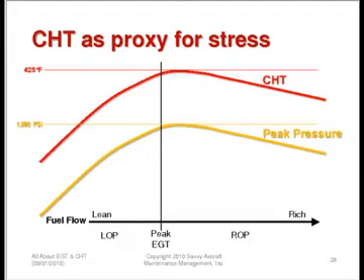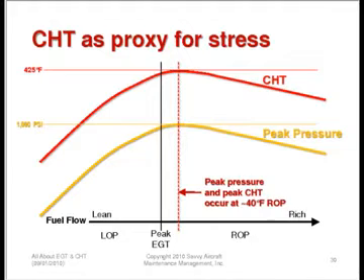Here's a graph that illustrates what I was saying about CHT as a proxy. The shape of the peak pressure curve and the shape of the CHT curve, both as a function of fuel flow, are roughly the same, and they peak at about the same place. Both of them peak at a mixture of roughly 40 degrees rich of peak. That's the mixture at which our power assemblies are being stressed the most. Except when we're running quite low power, it's the area that we want to stay away from, either on the rich side or on the lean side.